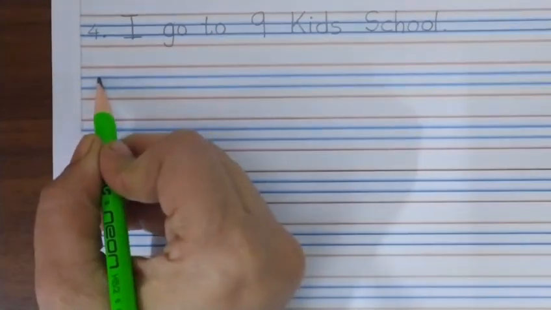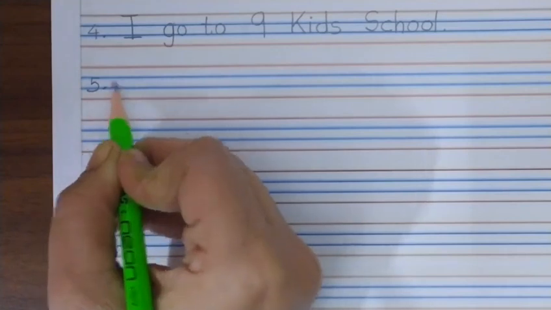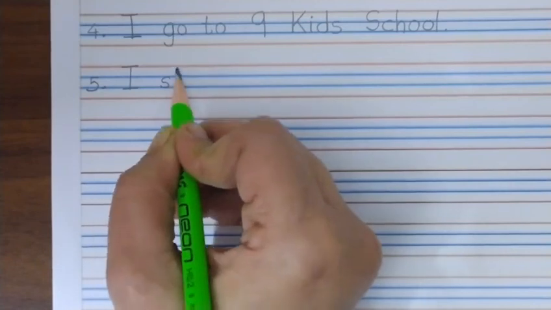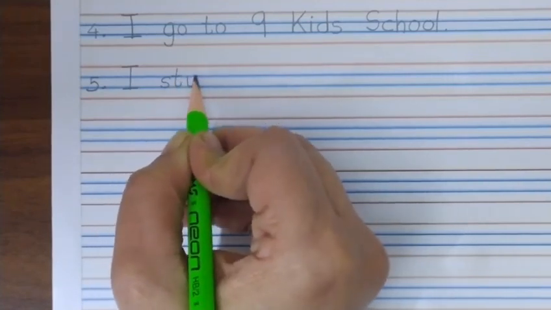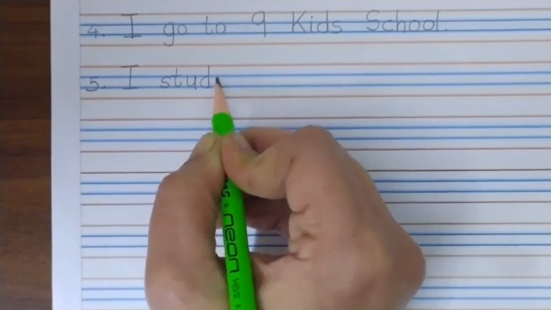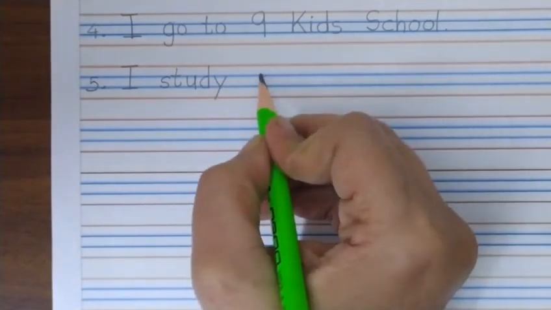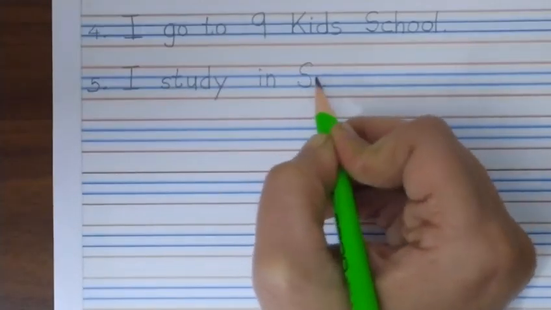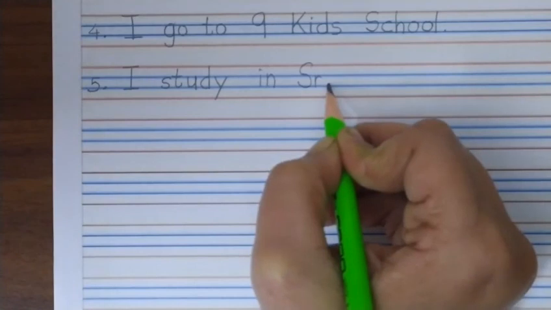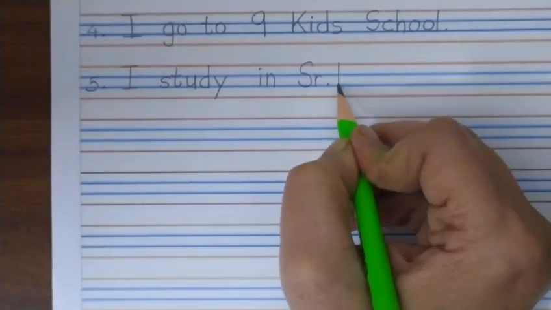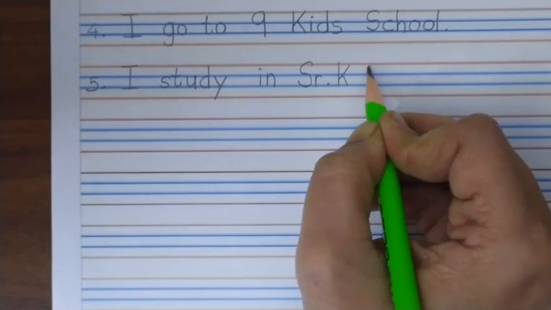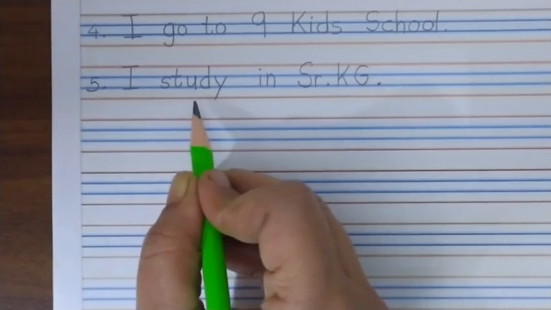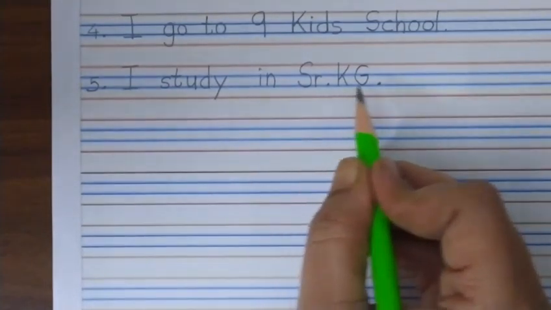Now the fifth sentence. I S T U D Y study in capital S small r dot capital K capital G full stop. I study in senior KG.